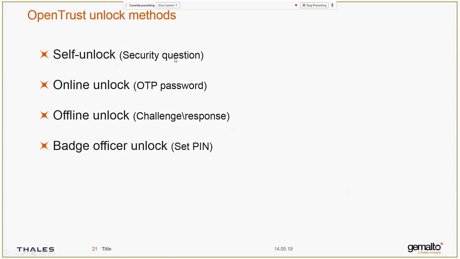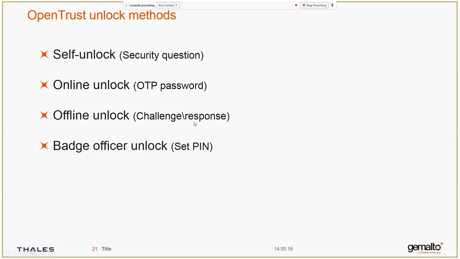Basically, self-unlock uses your security question. It asks you what your favorite pet is. You give the answer, and you can set a new password. The online unlock, by the way, we'll see all these things in screen recording. So online unlock is you generate a request to your administrator. The administrator gives you a one-time password, and you enter it and set your PIN.